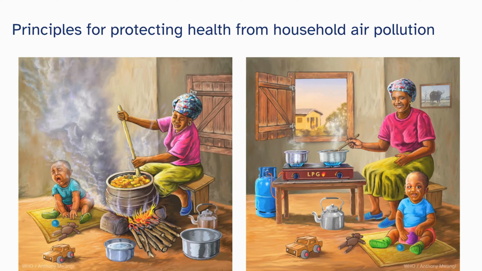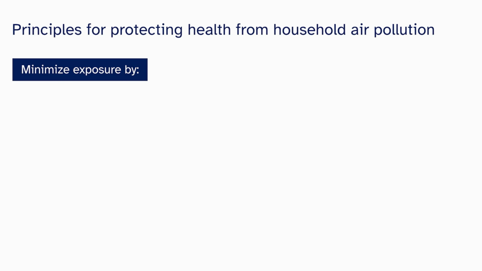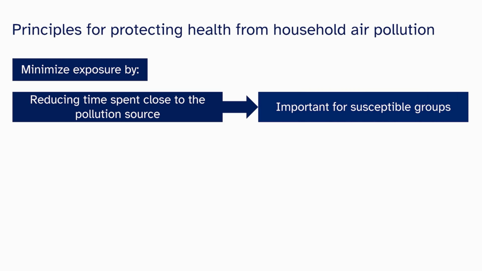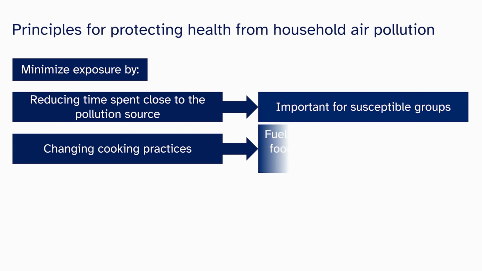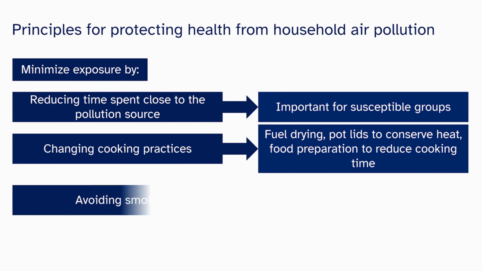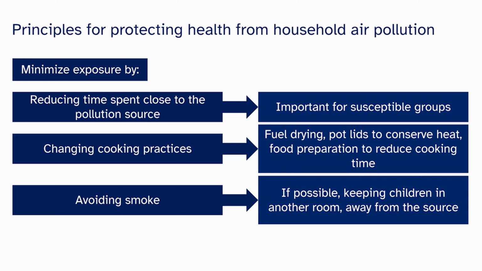Let's now consider key messages to minimize exposure to household air pollution for both individuals and communities. Healthcare workers can advise patients to minimize exposure to household air pollution by changing behaviors, such as reducing the time spent close to the pollution source. This is especially important for susceptible groups such as children. Changing cooking practices, for example, fuel drying, pot lids to conserve heat, choosing food preparation that reduces cooking time, or avoiding smoke. For example, if possible and safe to do so, keeping children in another room away from the source.